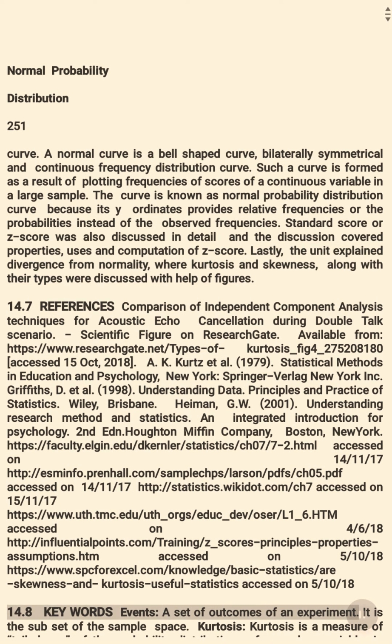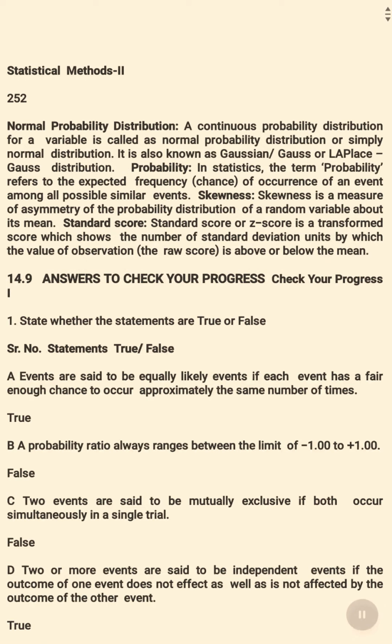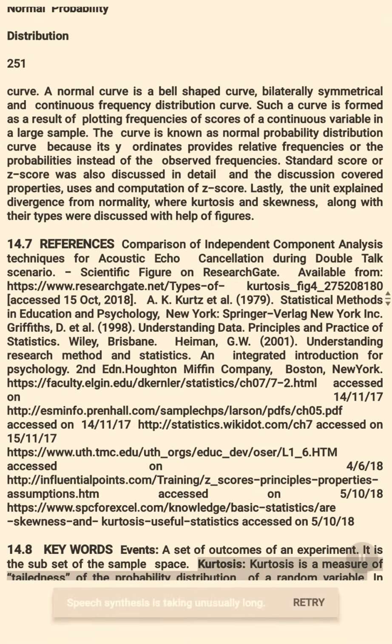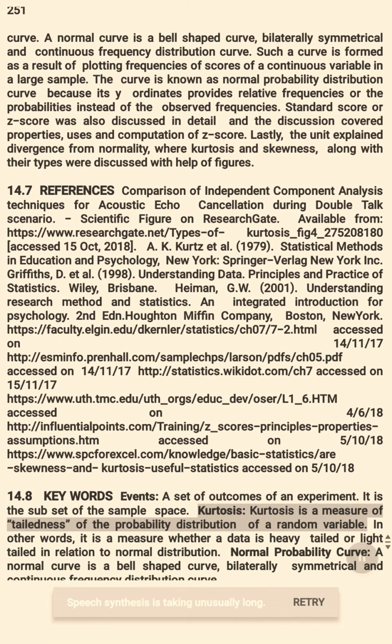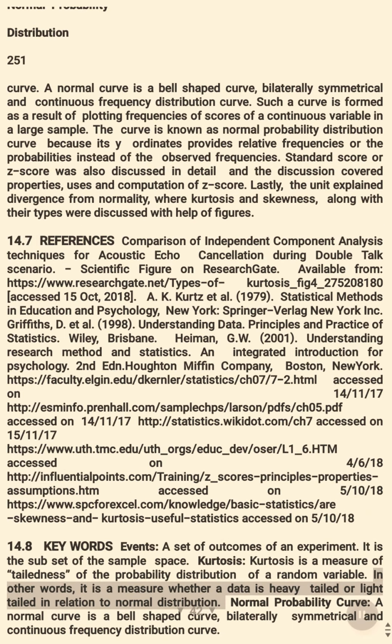14.8 Keywords. Event: a set of outcomes of an experiment. It is a subset of the sample space. Kurtosis: a measure of tailedness of the probability distribution of a random variable. In other words, it is a measure of whether data is heavy-tailed or light-tailed in relation to normal distribution. Normal probability curve: a bell-shaped curve, bilaterally symmetrical and continuous frequency distribution curve.